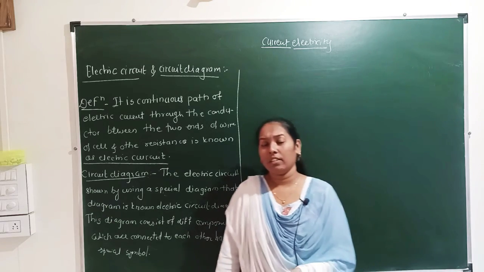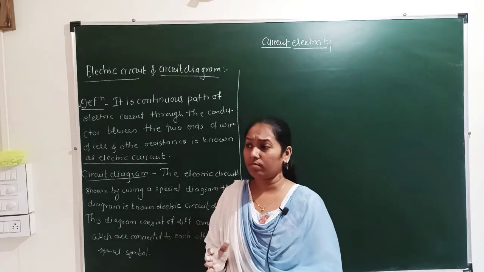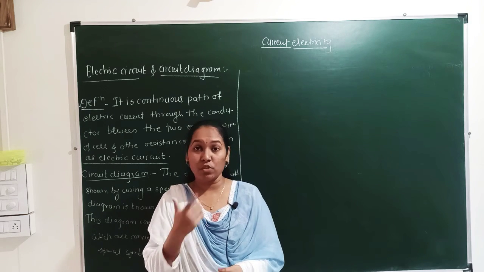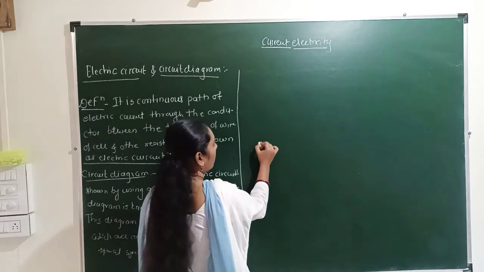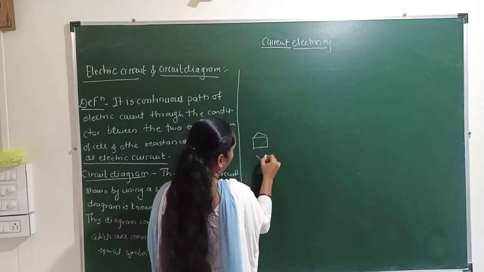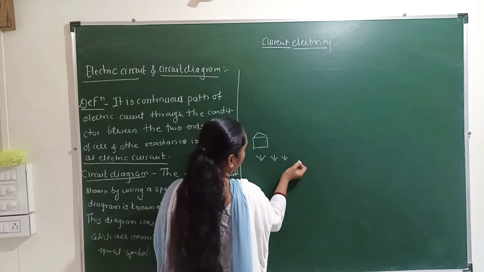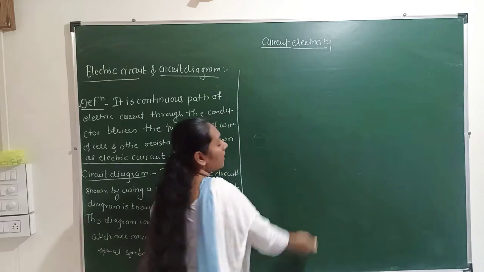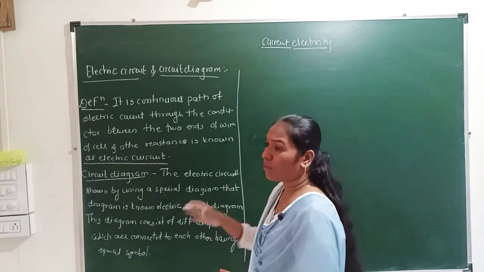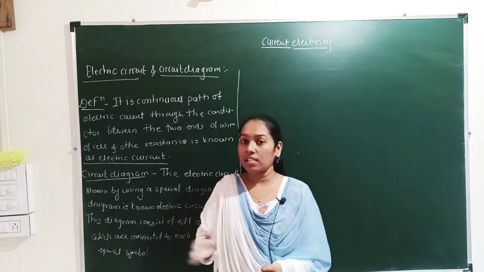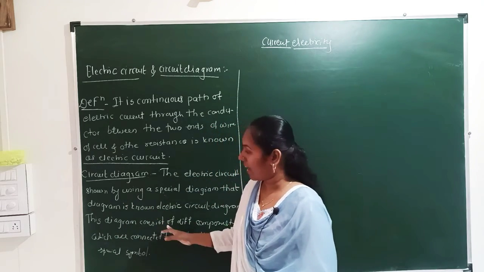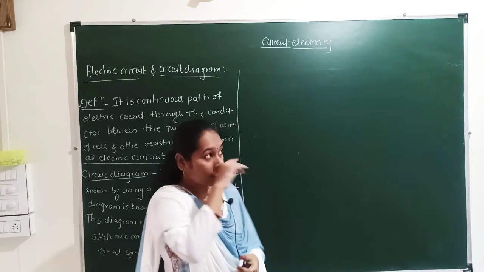See, in geography, when you show a map, you use some special kinds of symbols. You show houses with the help of one symbol, you show grass with the help of another symbol. In the same way, in science an electric circuit is shown with the help of special symbols, and these symbols are connected to each other in a diagram. That diagram is known as the circuit diagram. So how is the circuit drawn?